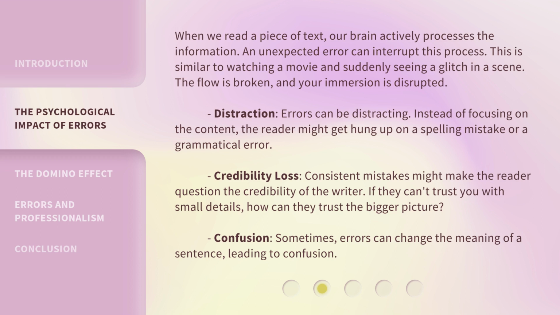Distraction. Errors can be distracting. Instead of focusing on the content, the reader might get hung up on a spelling mistake or a grammatical error. Credibility loss. Consistent mistakes might make the reader question the credibility of the writer. If they can't trust you with small details, how can they trust the bigger picture? Confusion. Sometimes, errors can change the meaning of a sentence, leading to confusion.